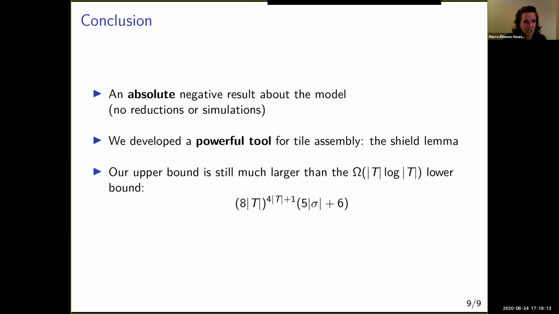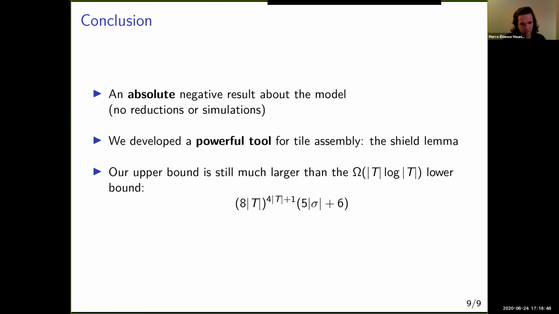So in conclusion, this is one of the first absolute negative results about the model. And by absolute, I mean that this is not a result up to reductions or simulations, unlike some of our previous results where we show that the Tempertron tile assembly did not simulate, let's say, Temperature 2 or other models of tile assembly or even itself. So we showed a bunch of results like that. And this is one of the first times where there's a strong absolute limitation in the power of this model.